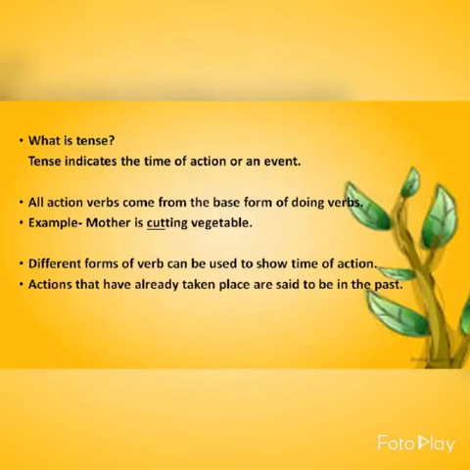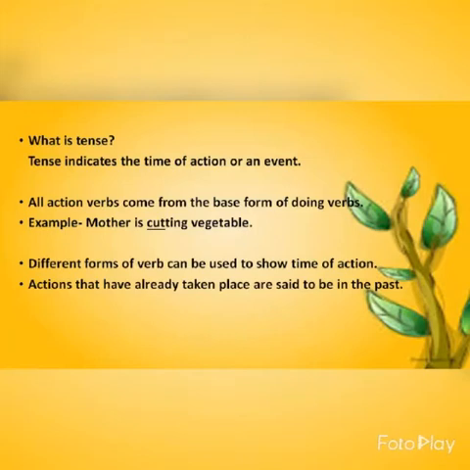All action verbs come from the base form of doing verbs. Doing verbs means action verbs. Example, mother is cutting vegetables. In this sentence, if we take the verb, then the base form of the verb is cut. But when we are using it in ing form, in continuous tense, we are adding ing to cut. So this is the changing of a base form of the verb according to the tense.